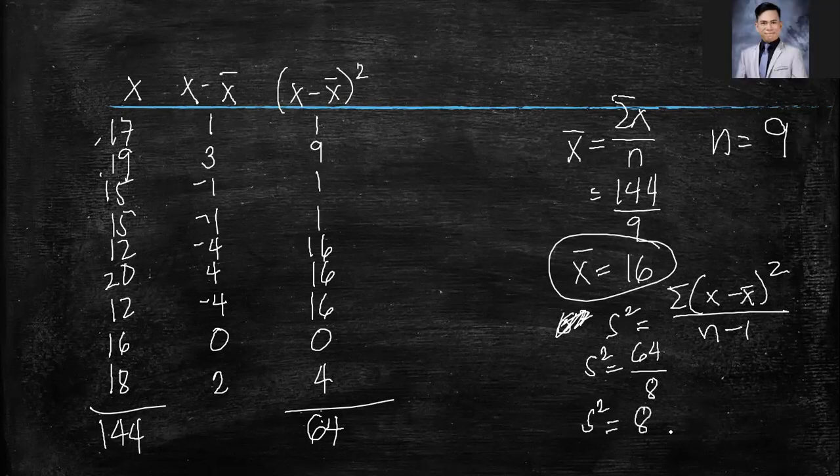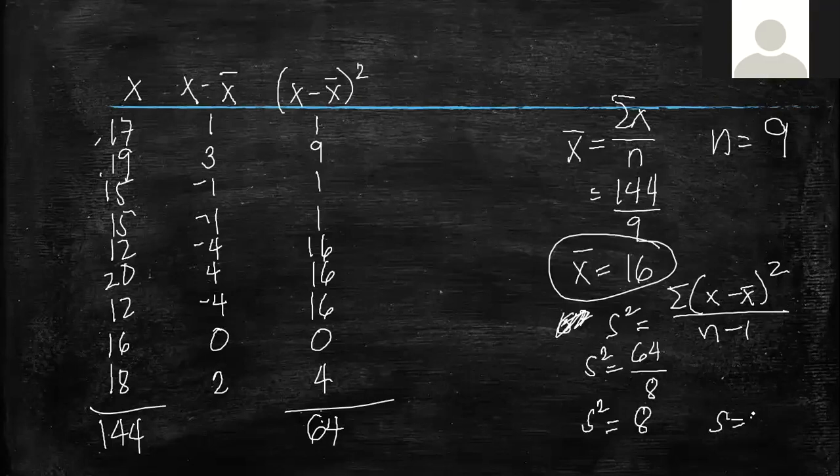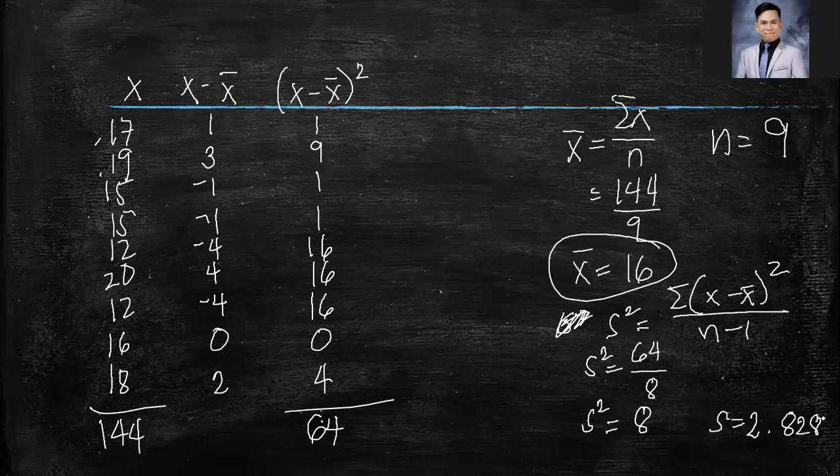Simply square root 8 so that we can get our standard deviation. So square root ng 8 is 2.8284, four decimal places lang. Dahil katabi ni 4 ay 2 sa right, di na siya magra-round up. So this is our standard deviation, this is our variance, and this is our mean. Since standard deviation and mean lang kinukuha, encircle nyo yun kasi yun yung kailangan.